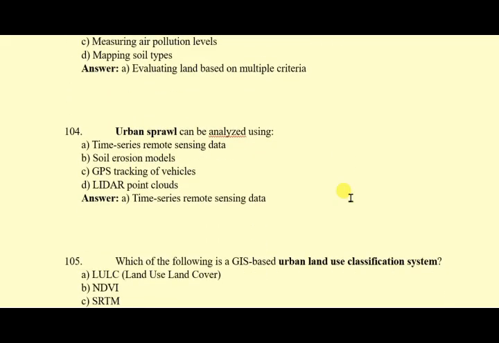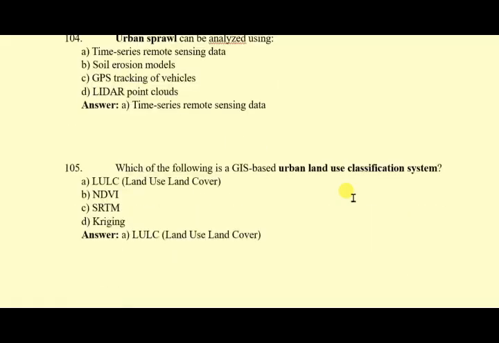104. Urban sprawl can be analyzed using time series remote sensing data, soil erosion models, GPS tracking of vehicles, LiDAR point clouds. The right answer is time series remote sensing data.